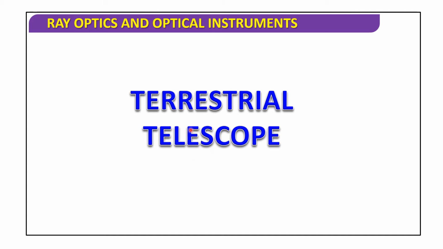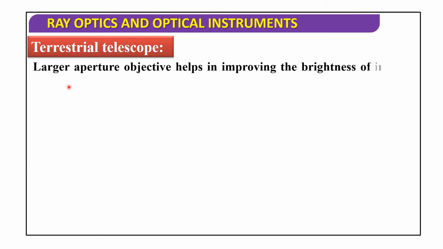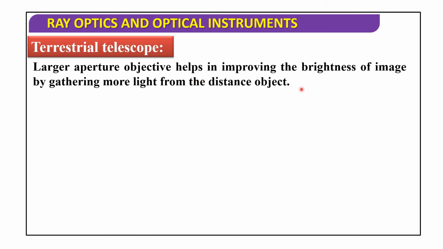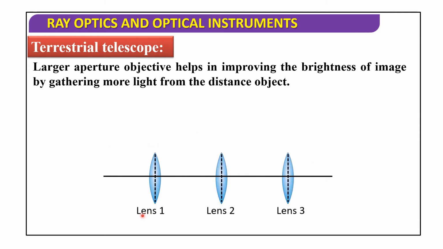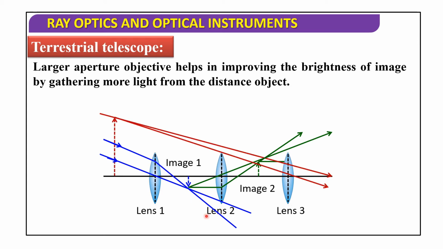Now I will discuss the terrestrial telescope. A larger aperture objective helps in improving the brightness of the image by gathering more light from the distant object. Here we are taking three lenses, 1, 2 and 3, and we are taking the light rays. These are refracted and they form the image. Here is the first image, and from this the second image is formed.